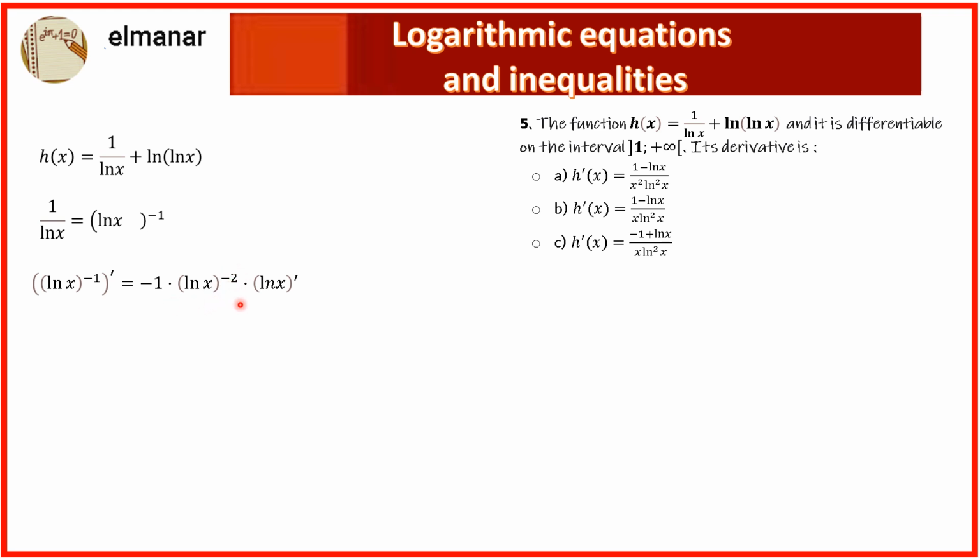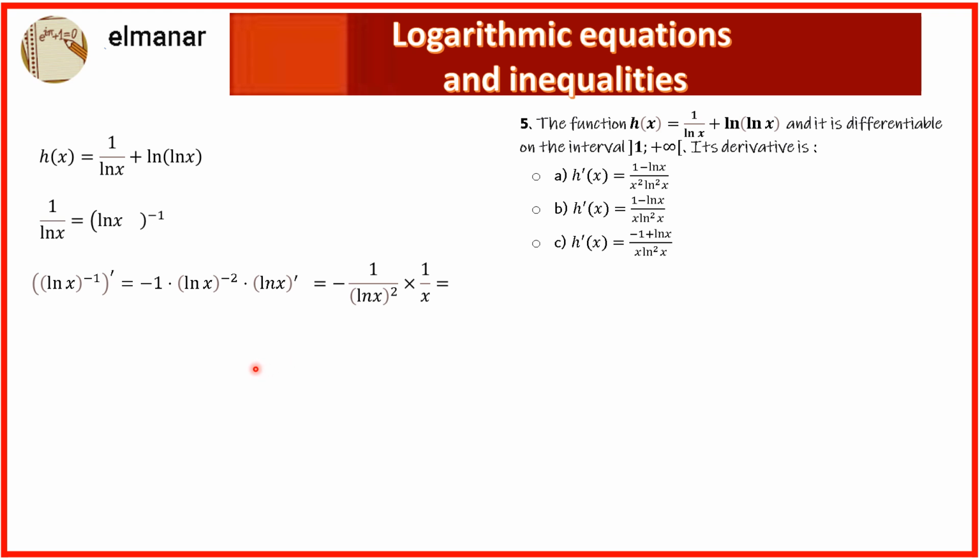This is then multiplied by the derivative of the natural log of x. This equals, since the exponent is negative 2, the natural log of x moves to the denominator and becomes squared. It becomes negative 1 divided by the natural log squared of x multiplied by the derivative of the natural log of x, which is 1 divided by x. This gives us negative 1 divided by x times the natural log squared of x.